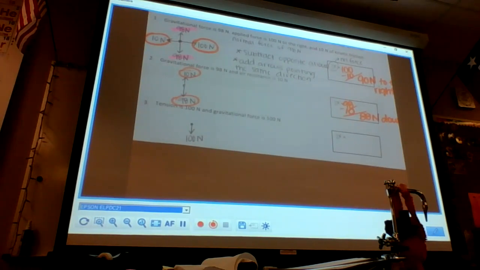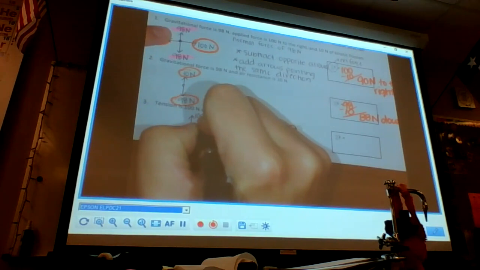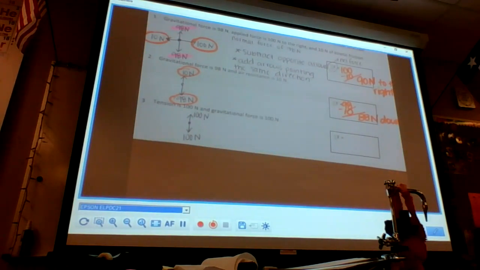Which way is tension going to go? If you think about tension, it's like a rope or something. So that means something is hanging from a rope. Tension force is going to go up. Okay? Tension force goes up. What do these two do? Cancel. They cancel out.